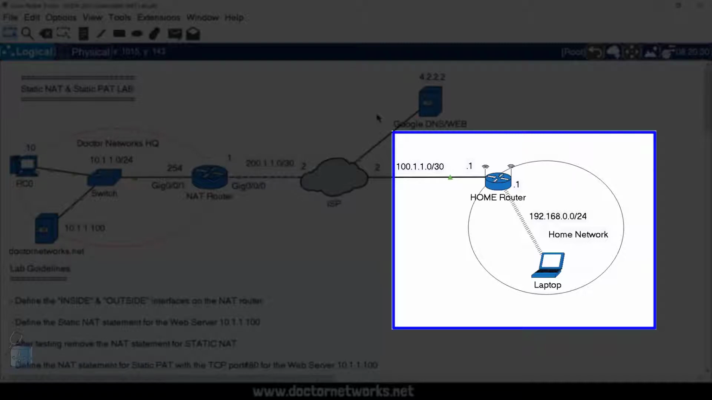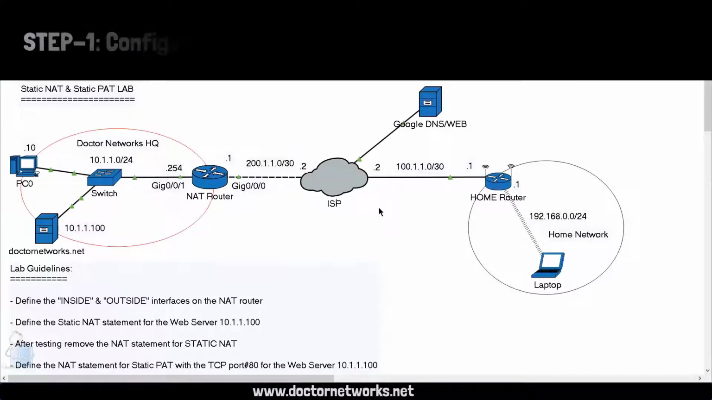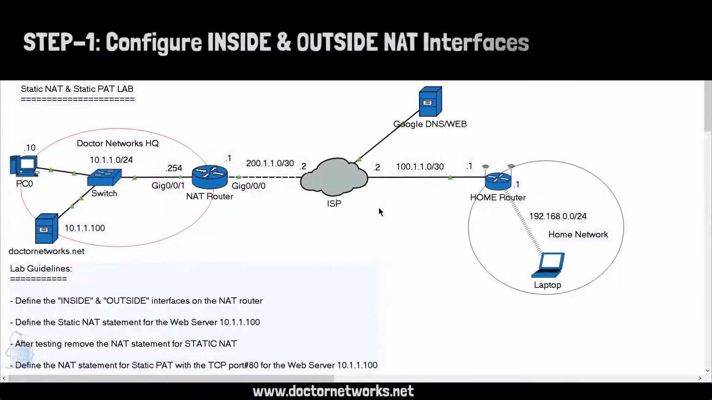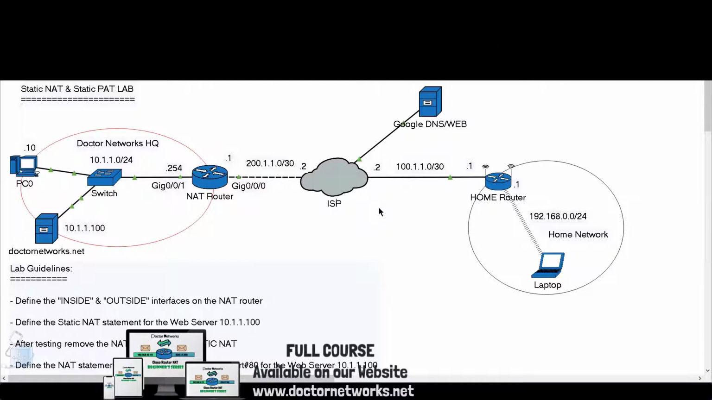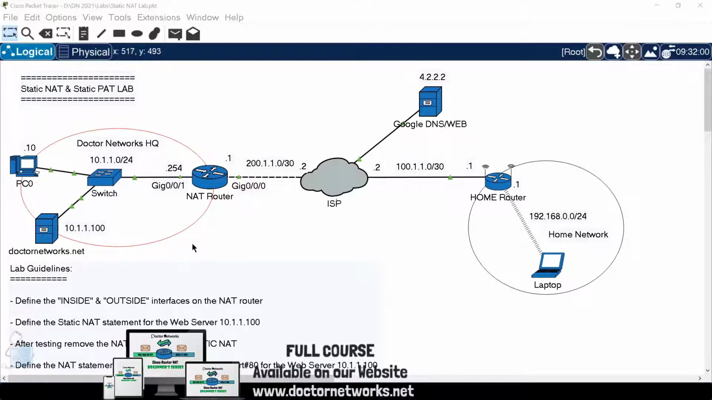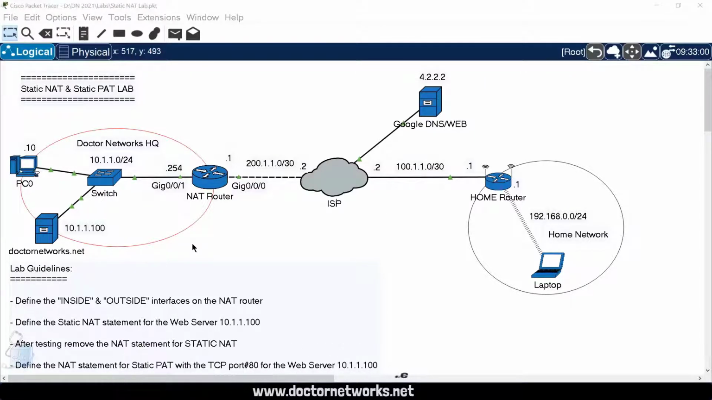So we're trying to emulate a user that is sitting on the laptop in its home and is trying to access docternetworks.net. Now, without further ado, let's jump into the lab guidelines and start configuring. The lab guidance states to define the inside and outside NAT interfaces on the NAT router. That's pretty simple. We have this NAT router which has two interfaces, gig 0/0/1 and 0/0/0.